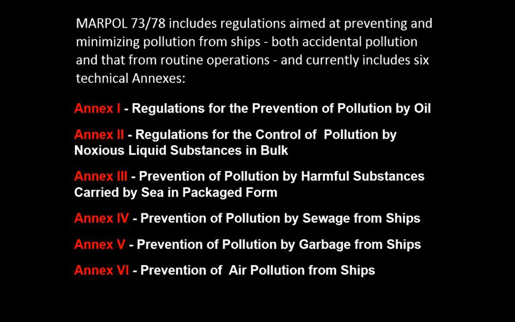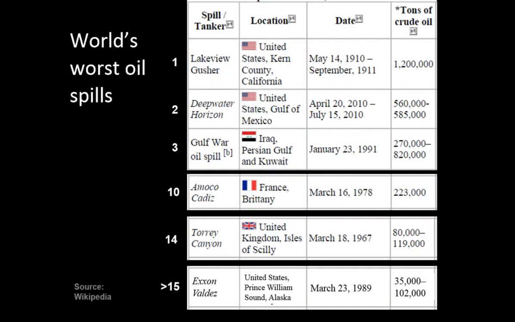It's been implemented around the world in a range of national laws. So in Australia, we've got national laws that implement and prohibit oil pollution within our waters, and also it applies to Australian flag ships. The Amoco Cadiz is not the worst oil spill. I just put up this table showing some of the worst. I'm going to talk about the Exxon Valdez in a moment, but Amoco Cadiz was number 10.